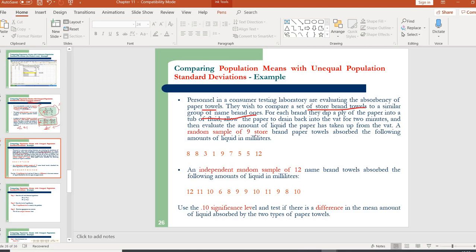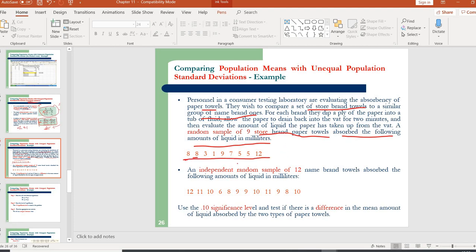A random sample of 9 store brand papers, in the first category, absorbed the following amount of liquid in milliliters. So they just draw 9 samples, and this is the amount of liquid for each observation the first time they did the experiment.